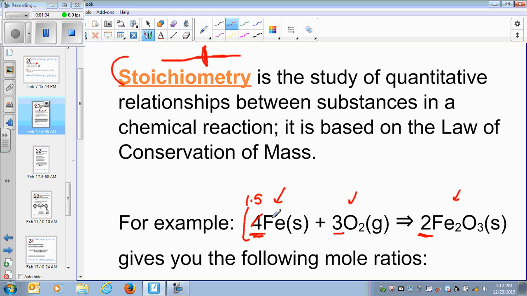If instead of 4, I only use 1.5 moles, or maybe let's not give you a whole number, maybe 3 moles, maybe 27.8 moles, then how much of this can I produce? How many moles of this can I produce? So that's all stoichiometry is about. The concept is not hard at all.